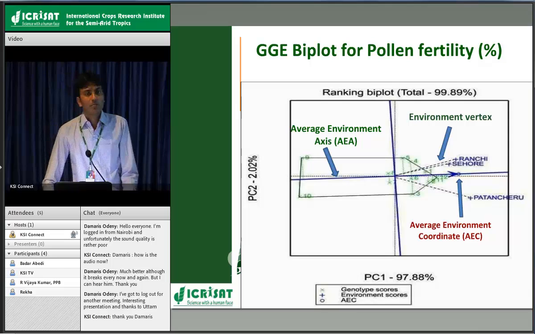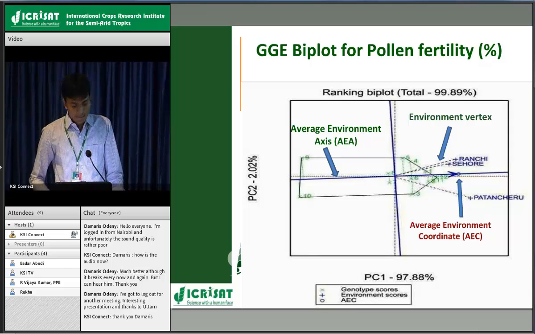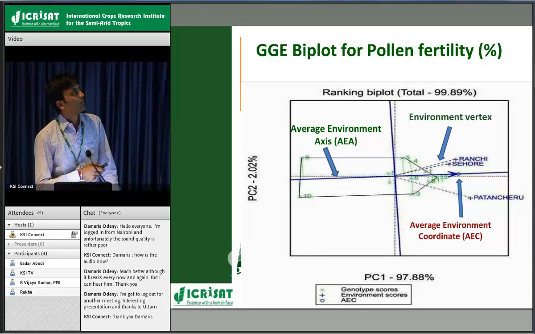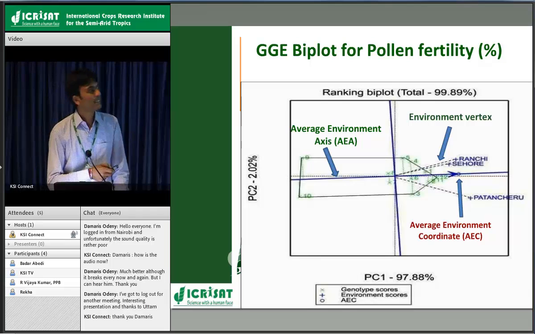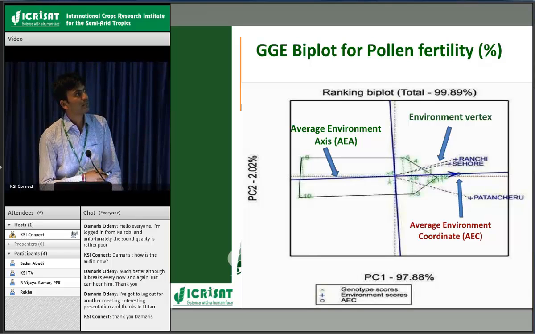Here is the GGE biplot for pollen fertility. In this graph we can see that this is the average environmental axis. This is the perpendicular line which shows the stability. These lines show the genotype-by-environment interaction for the specific genotype, and this is the concentric circle; a genotype near this concentric circle can be considered an ideal genotype. And here are the environmental vectors, which explain the correlation between the environments. If this angle is below 90 degrees, it means there is a positive correlation between the environments and they share similar environmental conditions.